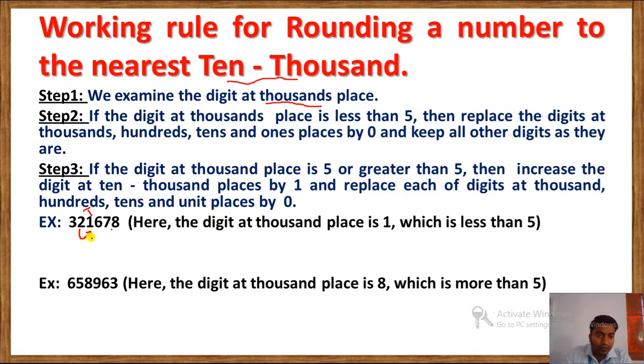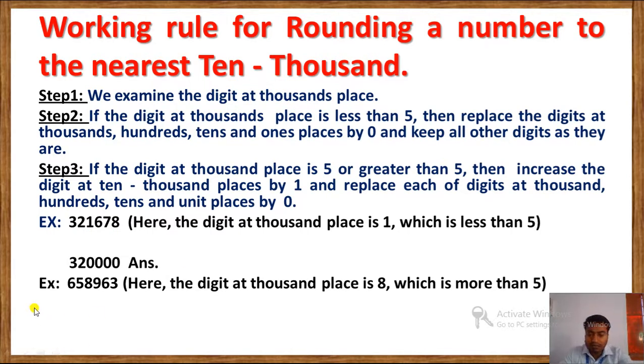10,000 we have 1, and 1 is less than 5. So we have to follow this step. If the digit at 1000 place is less than 5, then replace the digits at 1000, 100, tens and ones place by 0. And keep all other digits as they are. That means 3 and 2 will be the same here. So this is the answer.